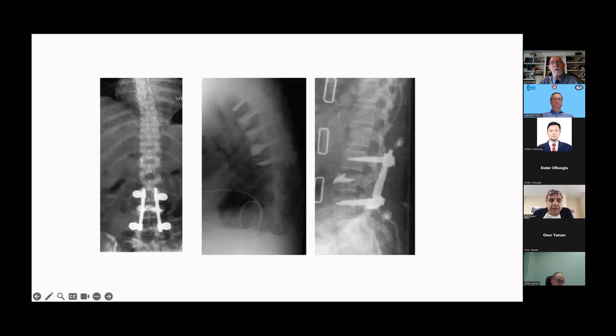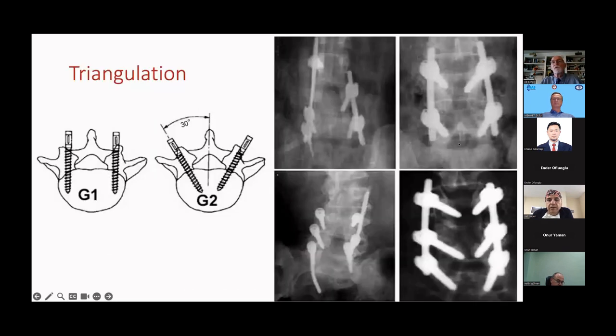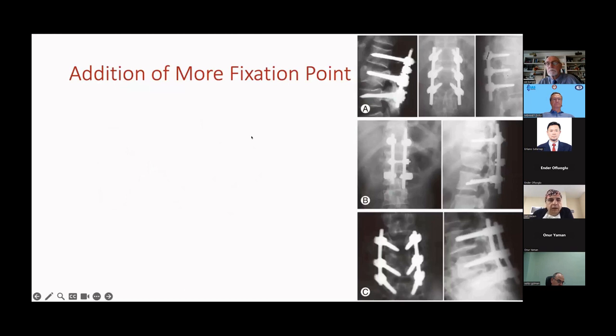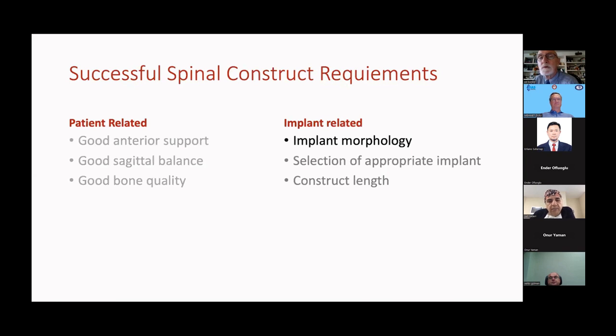Therefore, we can use cements or hooks or other techniques. For example, the triangulation technique of screws may decrease the risk of pull out in these cases. Also more fixation points, for example, here, and also hooks or transverse elements. All these may help the stability of the implant. But nevertheless, poor bone quality is a big problem. And when you have poor bone quality, it's better to think about the decision for surgery twice. This is very important.